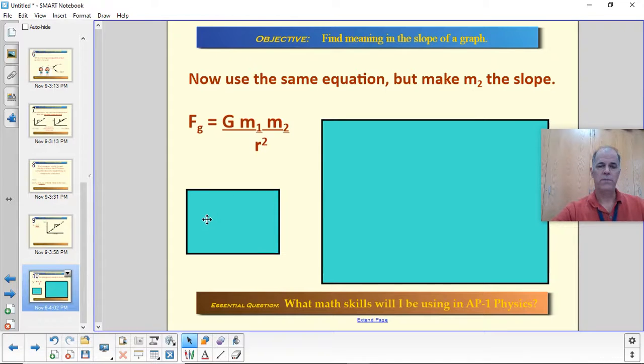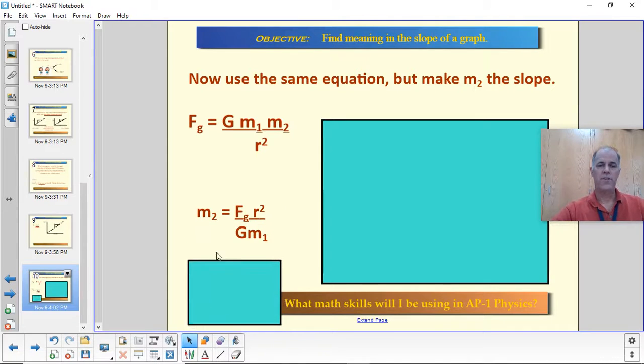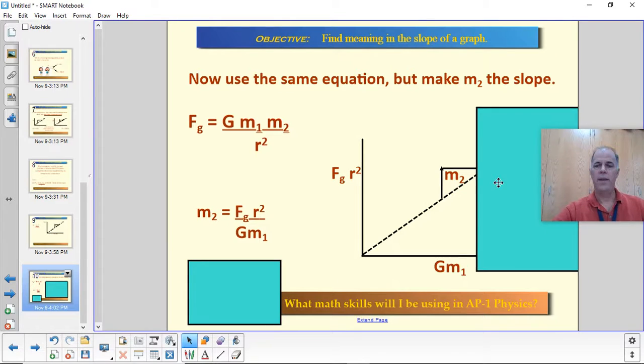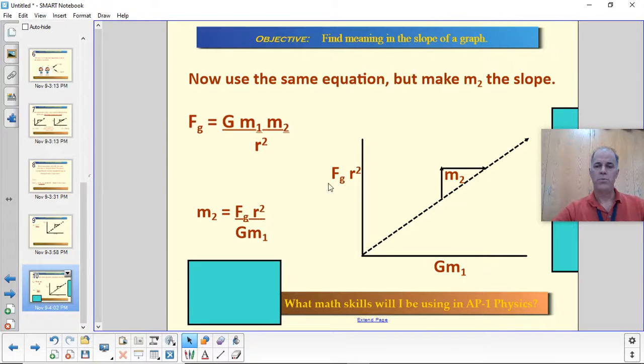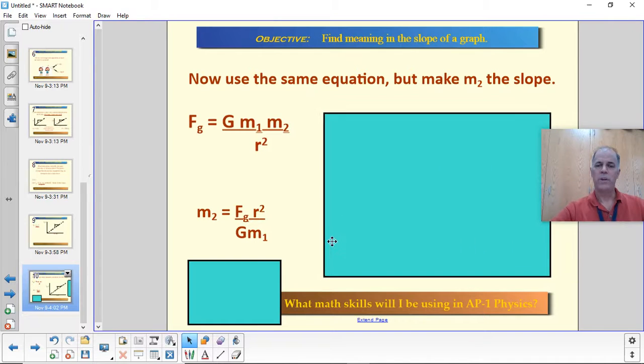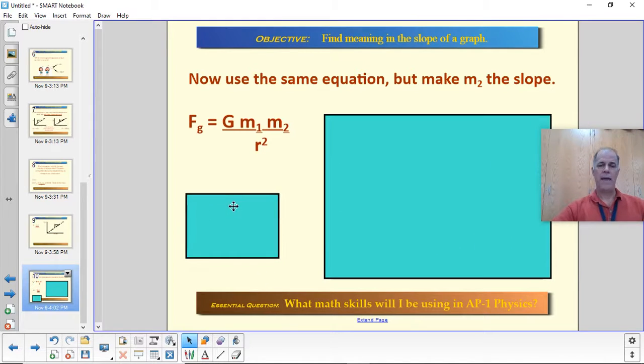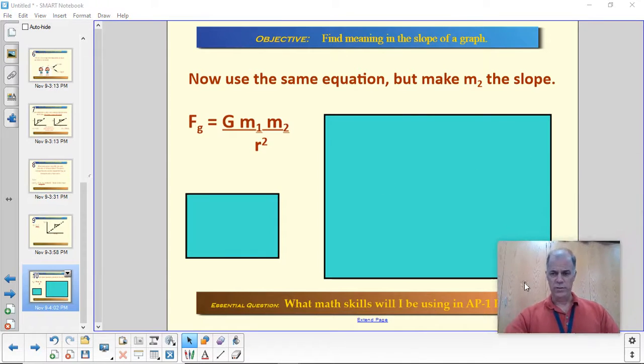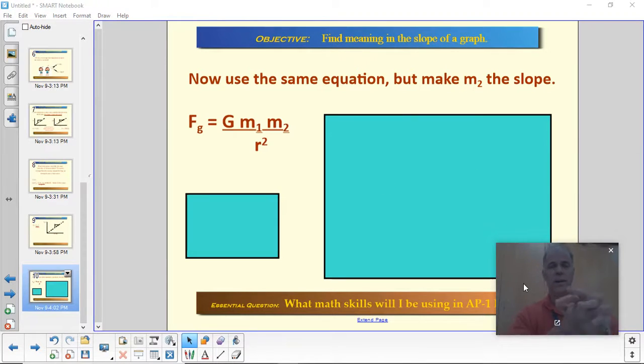Here's the big reveal. This is how you rearrange it to put m2 on one side. And then you can put the numerator on the y-axis, the denominator on the x-axis, and the slope will be m2. That's all there is to it. We're going to use this skill in a lab pretty soon. So this is a very, very useful skill. Make sure you know how to do this.